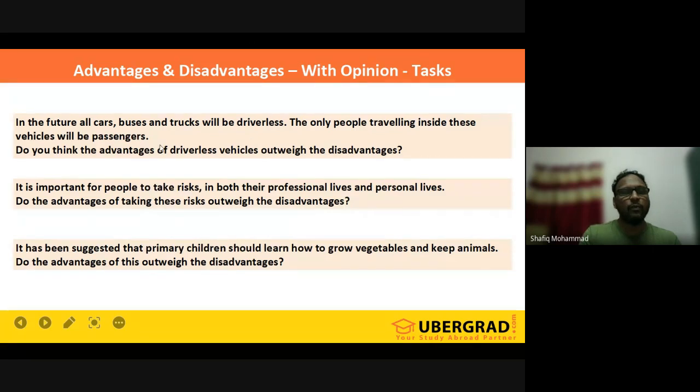So I want everyone to write an introduction for this. The introduction should have a paraphrasing, and then a thesis statement and an outline of it. The outline includes what you're supporting here, right? So let's see how you will write the introduction statement for the first one, in future all cars and buses. I'm giving you 5 minutes.